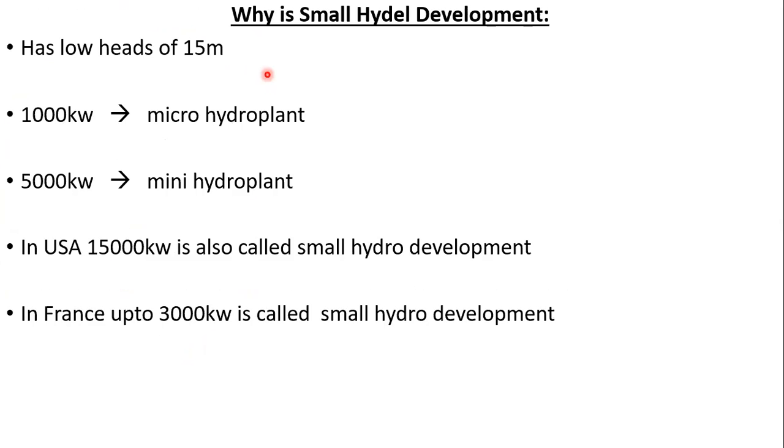Next one, why we are going for small hydro developments and why this small hydro development is more attractive, we will see now. There is a formal definition for a small hydro plant: if the power output is up to 5,000 kilowatts, it is termed a small hydro plant.